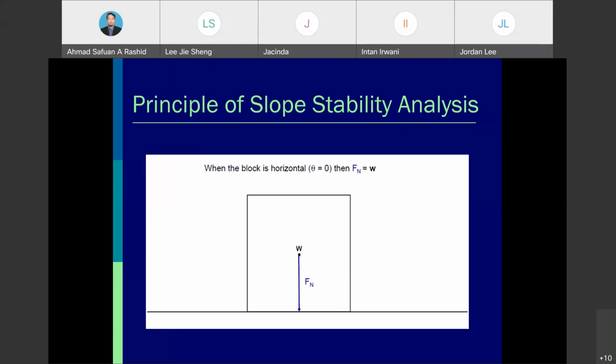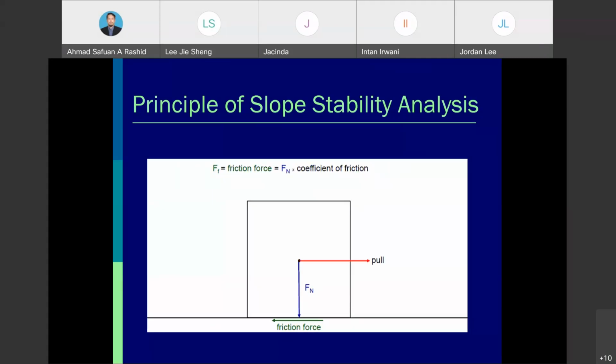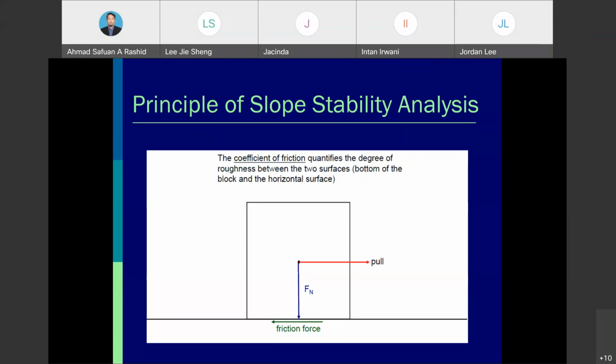This is just a simple analogy. What happens if we try to pull a block on a flat or horizontal surface? Then the friction force will contribute to resisting during the pulling process. So the FN times the coefficient of friction. We try to relate this to the properties of the material. The coefficient of friction quantifies the degree of roughness between the two surfaces, which are the bottom of the block and the horizontal surface.